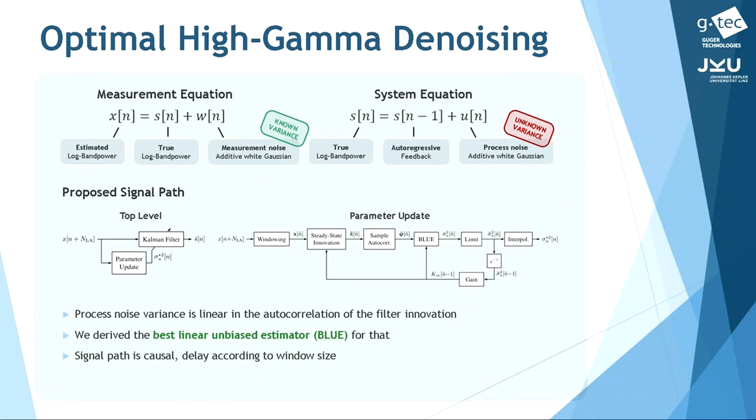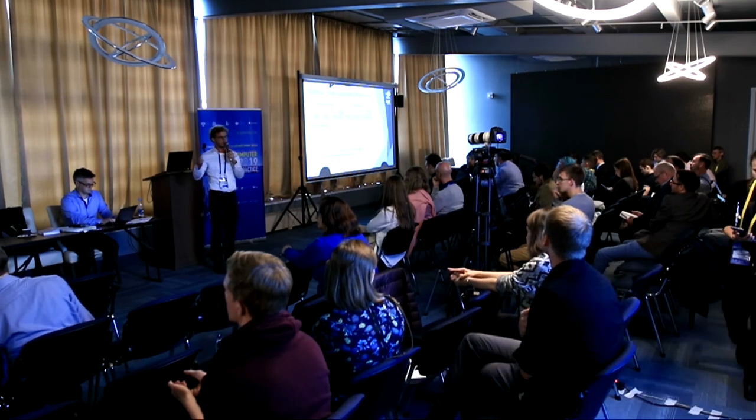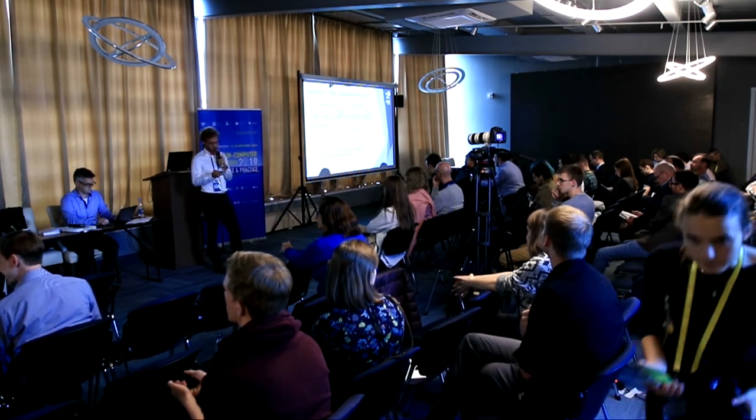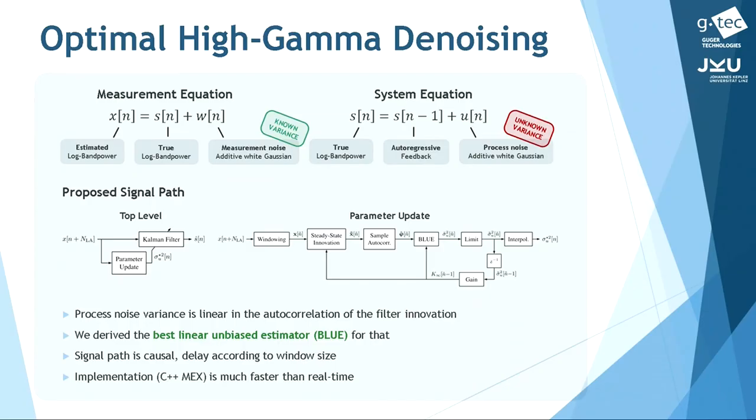The signal path is causal, and the delay is just according to the window size. So since we are doing correlation, we have a window, and we run into a delay. We have implemented it in the C++ max function, and we observed that it's much faster than real time. So this is also a very valuable property.